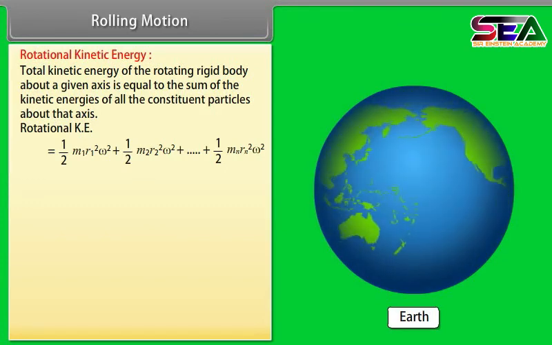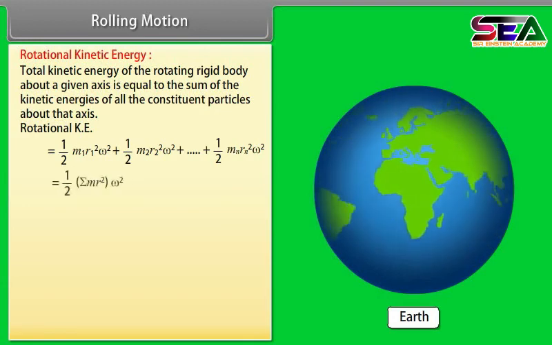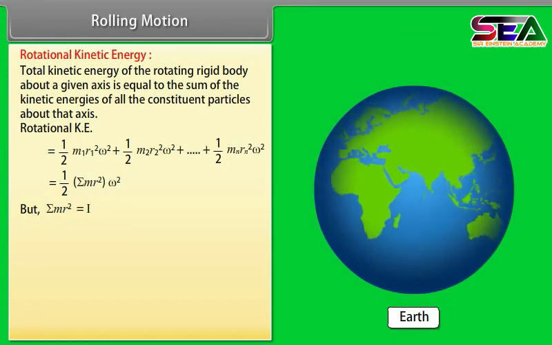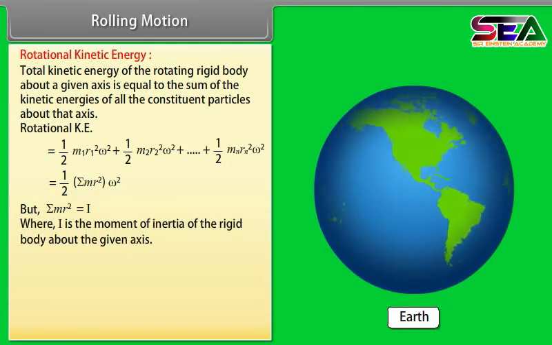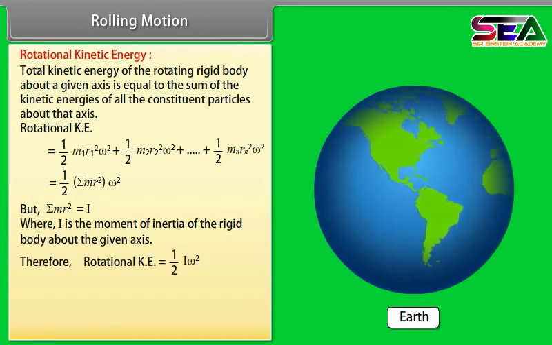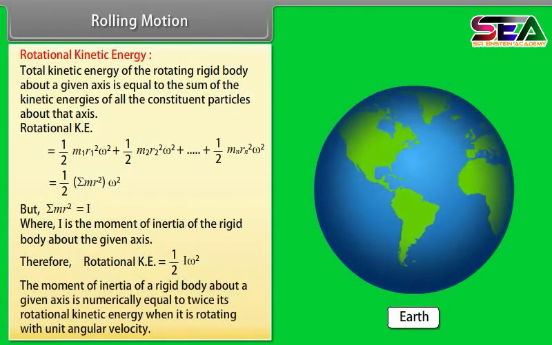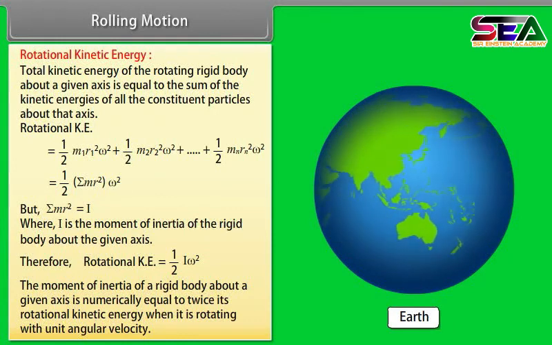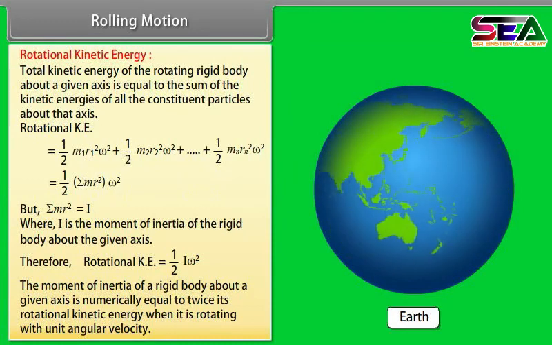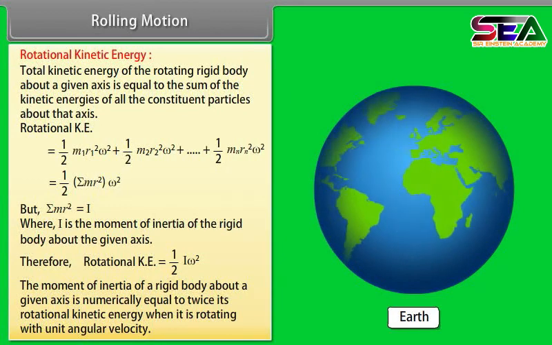On summing this equation, we get rotational kinetic energy is equal to half summation of m r square multiplied by omega square. But we know that summation of m r square is equal to the moment of inertia of the rigid body about the given axis. Therefore, rotational kinetic energy is equal to half I omega square. The moment of inertia of a rigid body about a given axis is numerically equal to twice its rotational kinetic energy when it is rotating with unit angular velocity.